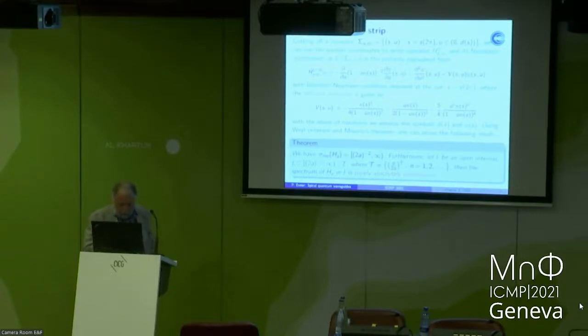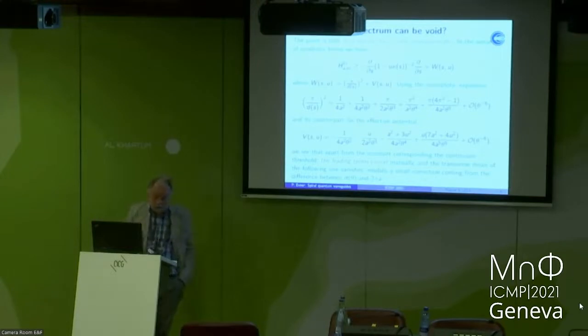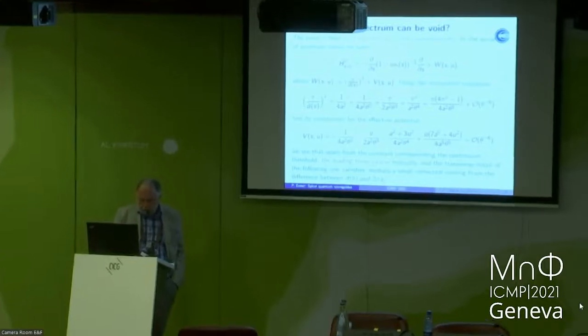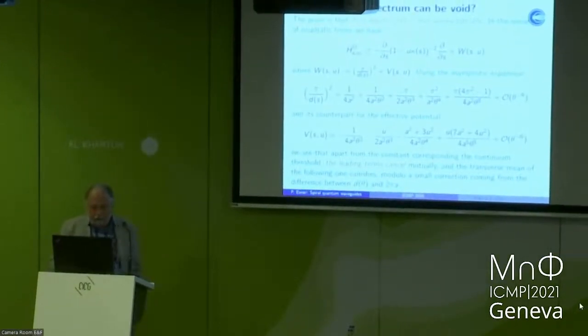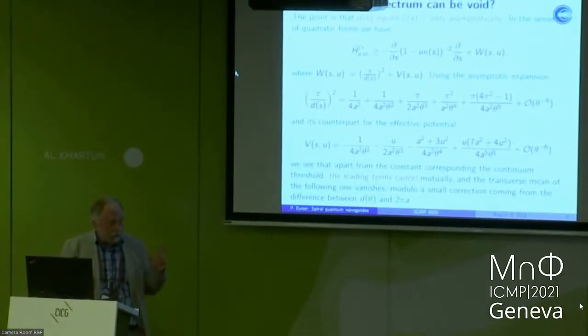But now about the discrete spectrum. I said that it is not there, and why is that so? The reason is that the width of the strip is changing. And if you now write the expansion I had before, but to several more terms, here you have the effective potential, and here we have the positive contribution to the energy coming from the transverse motion.